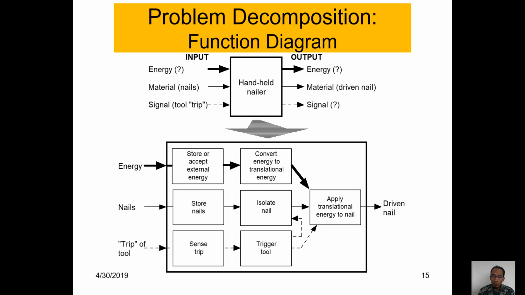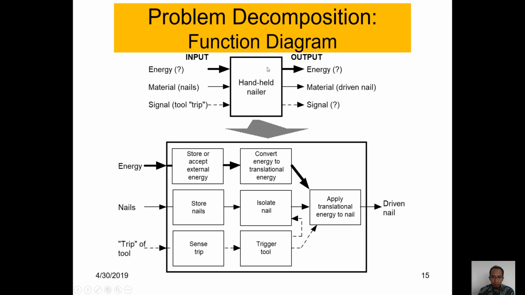Okay, now we try to decompose the problem with a function diagram. If we look at the handheld nailer as a process in the middle here, we will have input and output. On the input side, we have energy, materials, which are nails, and signal, or tool trip. The output side will also have energy, material, and signal.